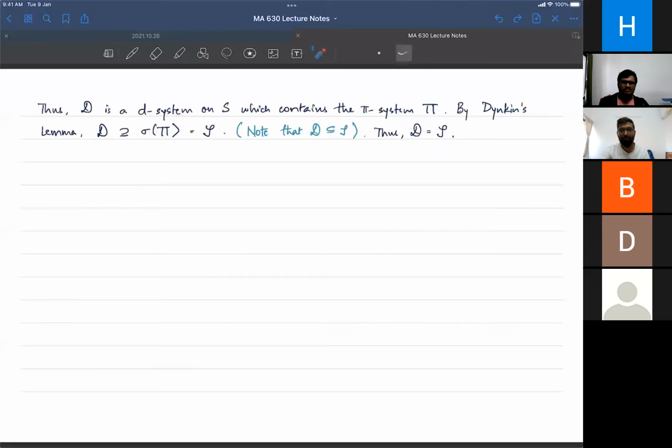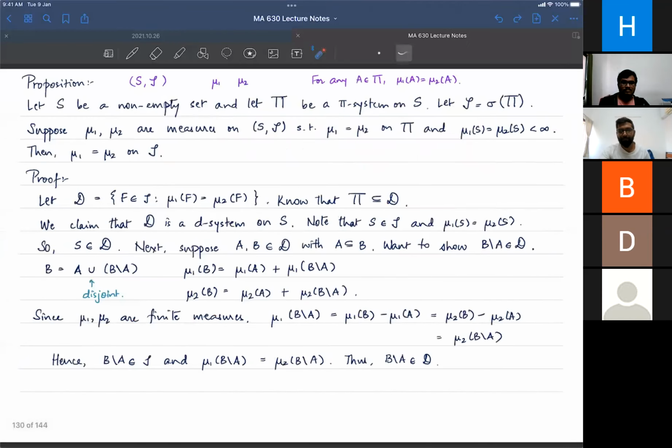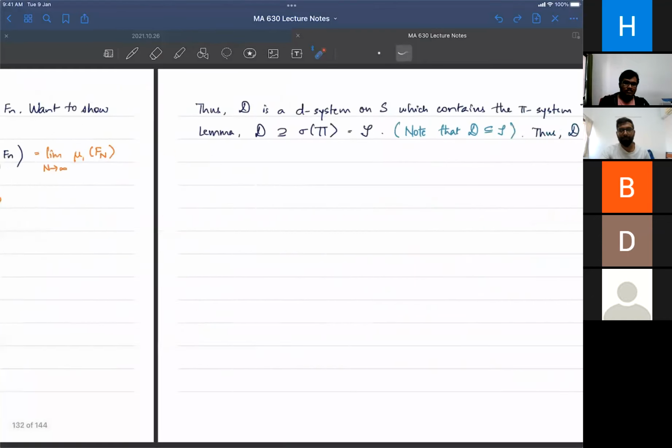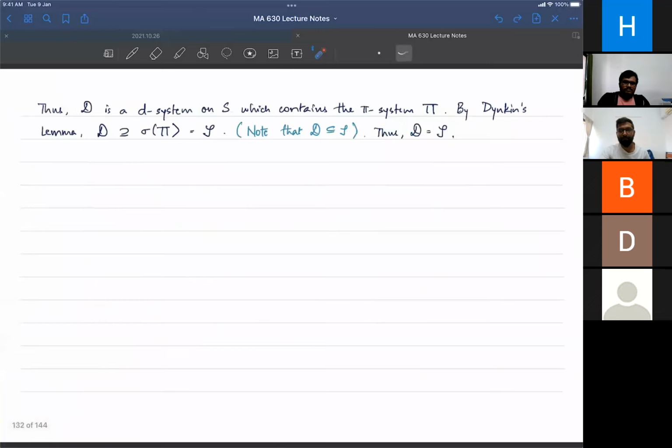So what is the defining property of D? The defining property is that every set is measurable and mu1 and mu2 match up, which means for every set in S, mu1 and mu2 match up. This is exactly what we wanted to show, right? We wanted to show that for any set in script S, mu1 and mu2 match up. And so that concludes the proof. Any questions with this?